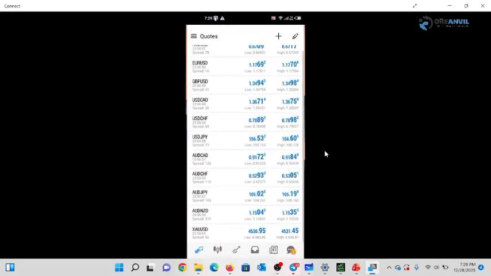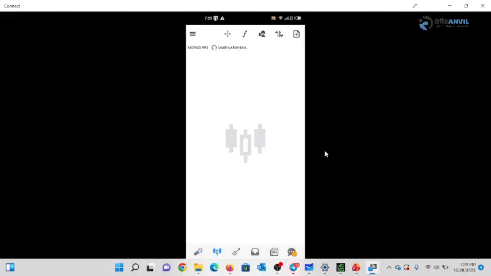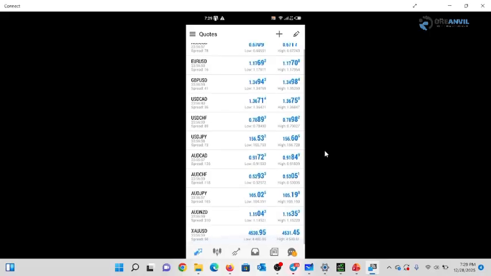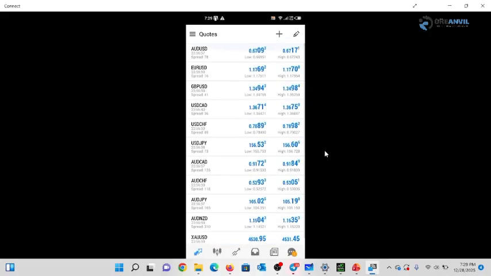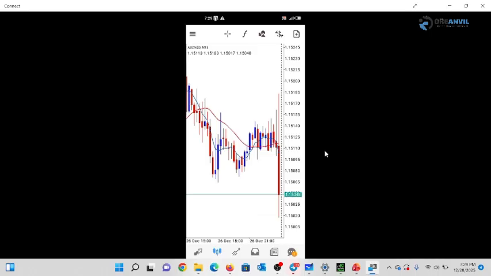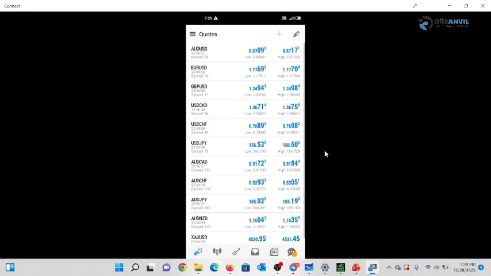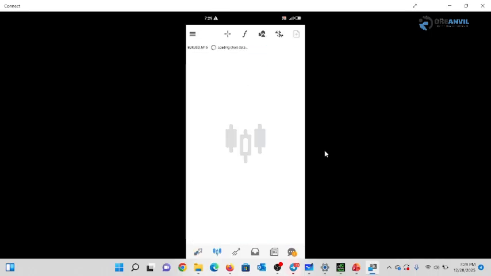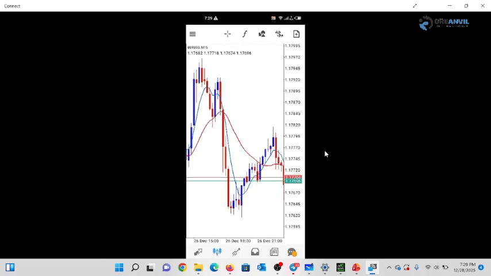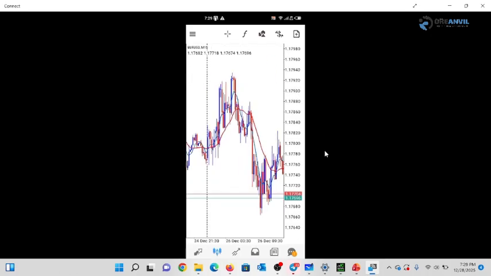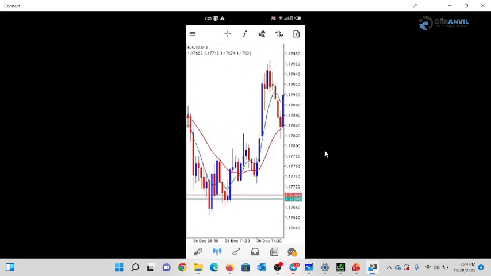Let me go back here. So we have our quotes here. For instance, this is EUR/USD. It means the Euro and the United States dollar. Once I click on this EUR/USD, it gives me the chart for EUR/USD. And this is the chart for EUR/USD.